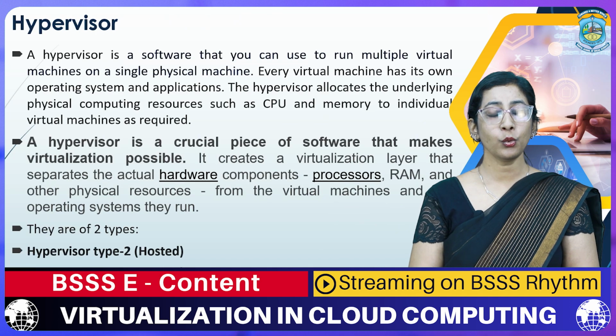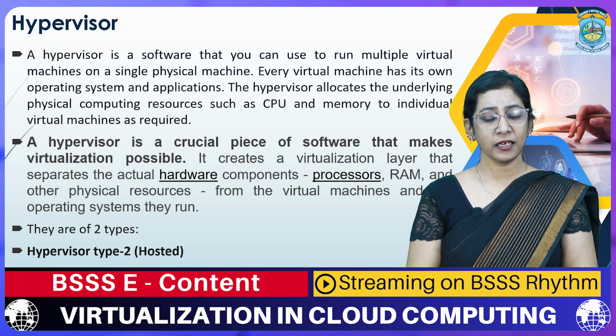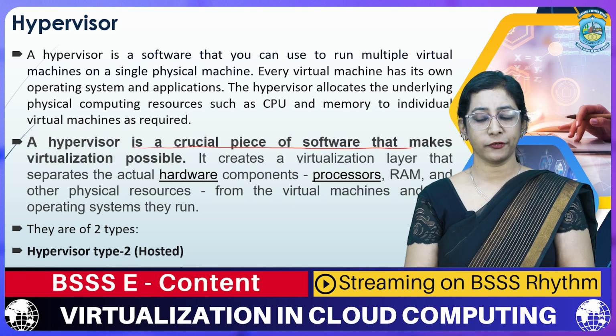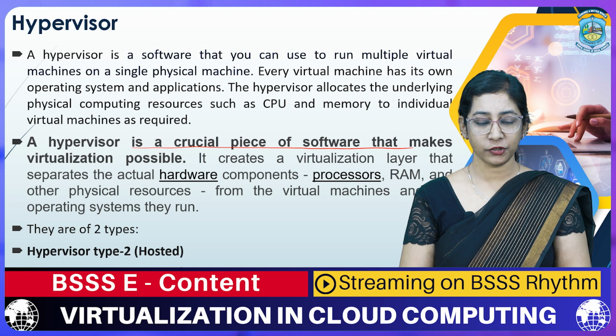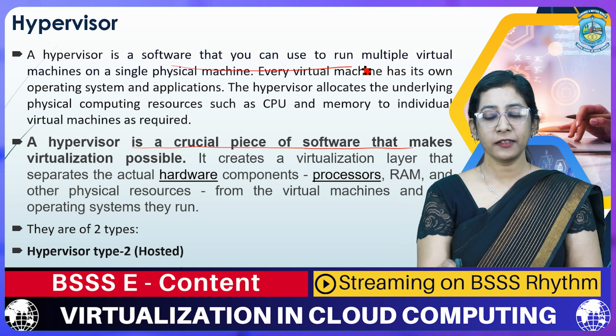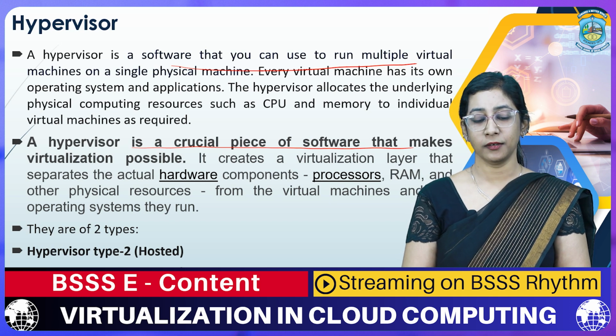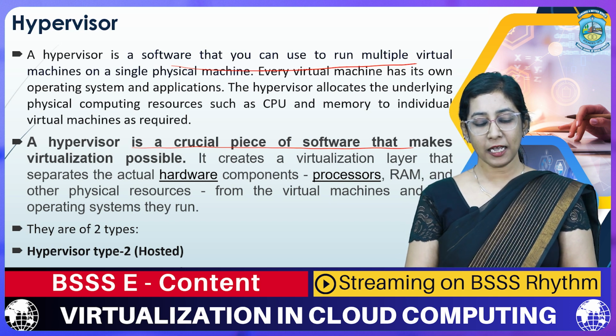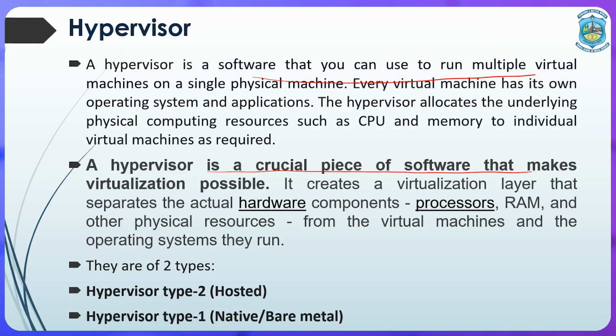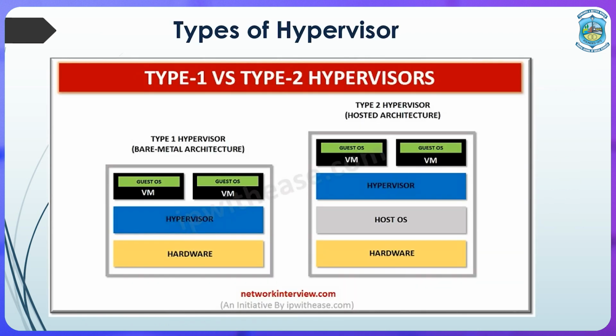Now, what is a hypervisor? Hypervisor is actually a crucial piece of software that makes virtualization possible. Hypervisor is software that lets you run multiple virtual machines on a single machine. Hypervisors are of two types: hypervisor type 2, which is known as hosted, and hypervisor type 1, which is also known as native or bare metal. Now let me explain what the types are divided into.